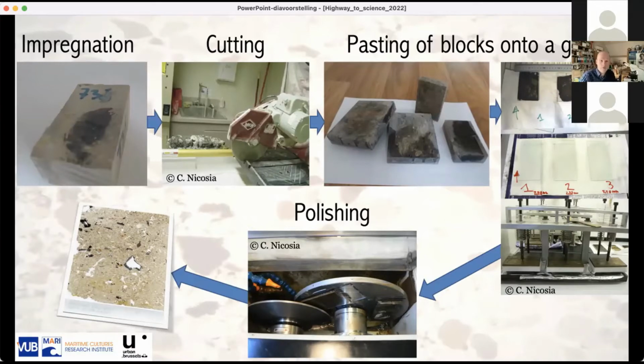Then we will cut off a new block, a thinner slice that we can paste onto a glass, and then we will start polishing until we reach a thickness of about 30 micron to obtain our thin section. And in most cases, we will then cover this thin section with a very tiny cover glass, because it's an additional protection of our sample. And well, once we have our thin section, we can basically start our study.